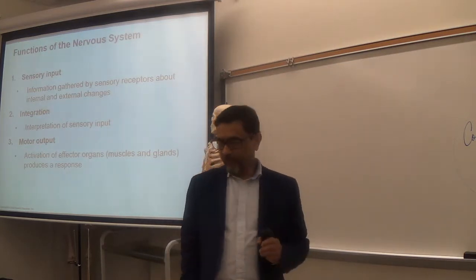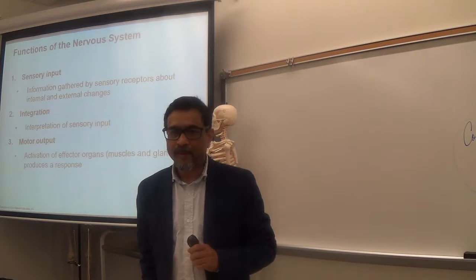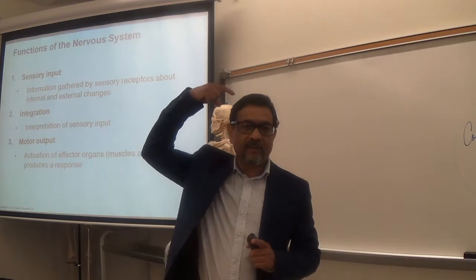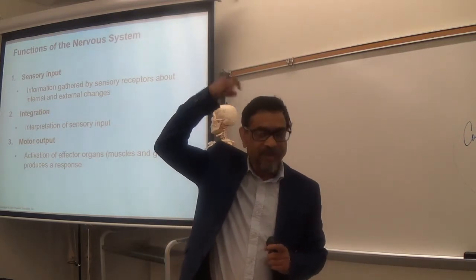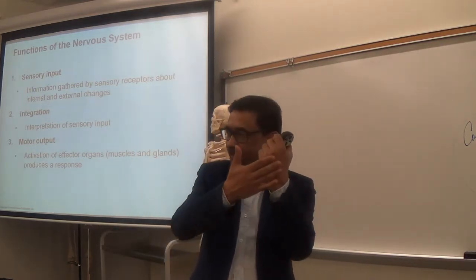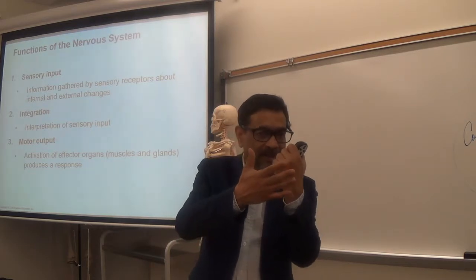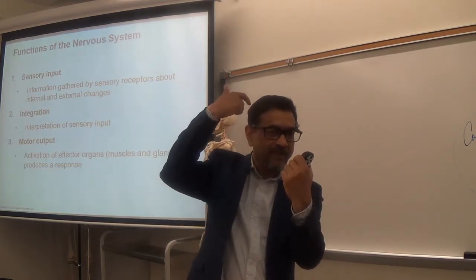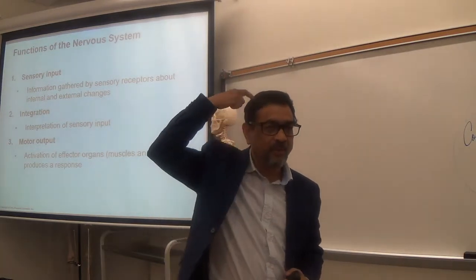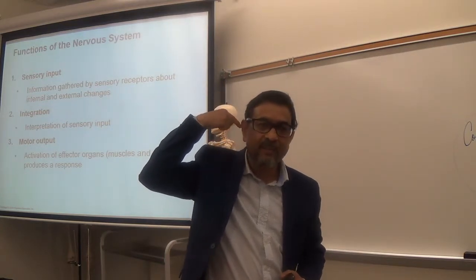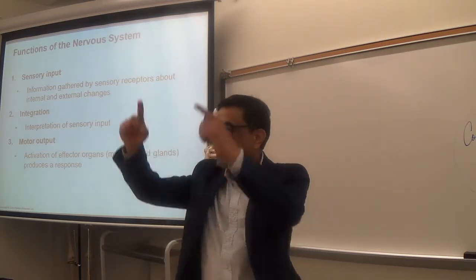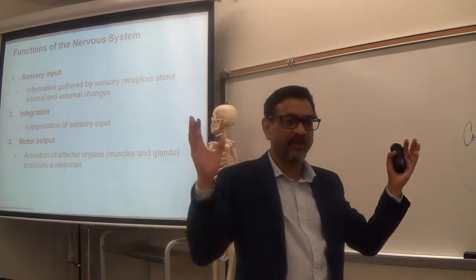Let me give you a few examples of sensory inputs. Remember, sensory input goes towards the brain, from outside. So when I touch your skin, that touch signal goes from the skin to the brain. Make sense? When you see something, from the eye, signal goes to the brain. When you listen to something, from the ear, signal goes to the brain. Make sense? So all those are sensory inputs. You can give many examples, right?